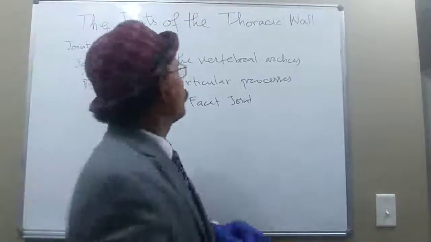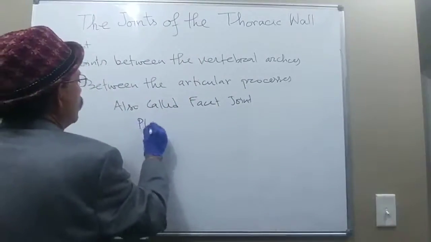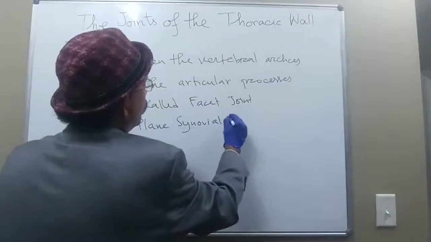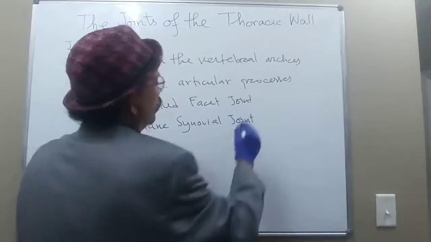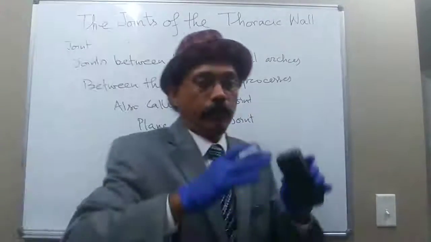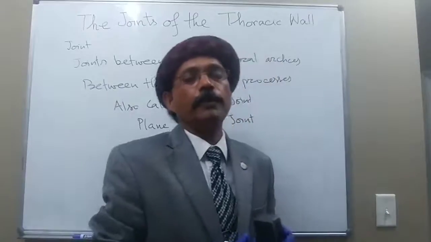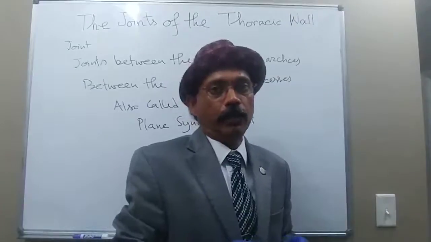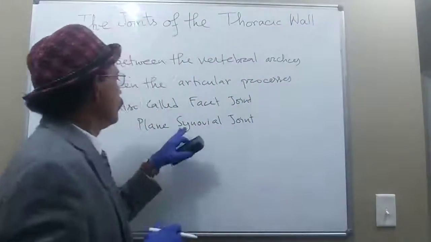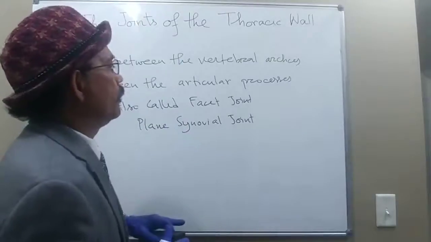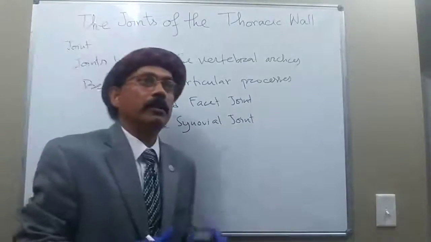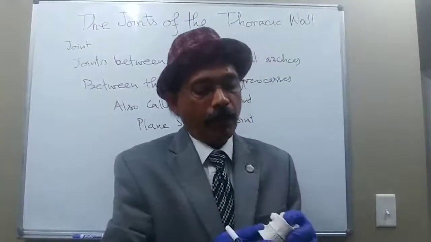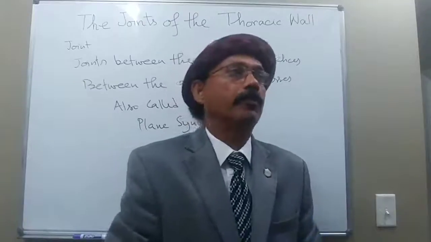Okay, what type of joint is this? These are plain synovial joints. Joints in the thorax and cervix are simple. As it goes down, it will be a little bit more complex. Movement is more in the cervical region than in the thoracic region. So it is a plain synovial joint. Okay, we got the joint between the vertebral bodies, and the joint between the articular processes.